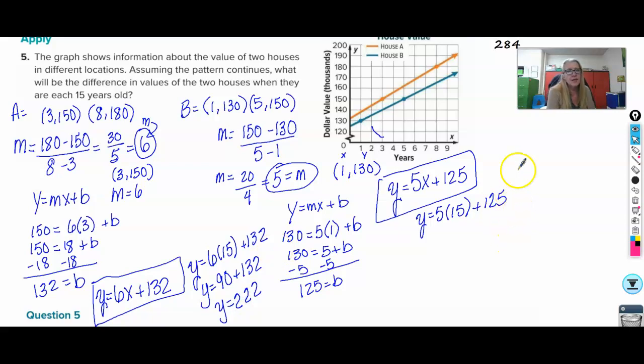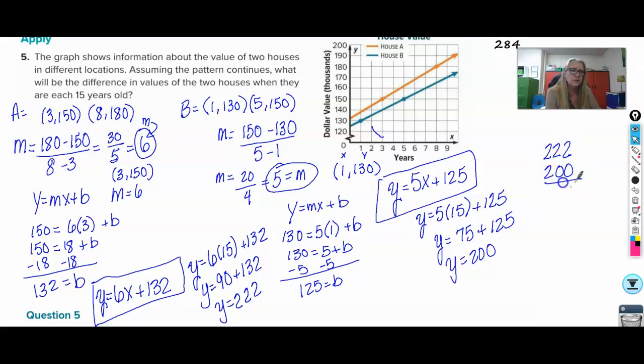And on this house, 5 times 15, that would be 75, plus 125. And that would mean this house will be worth $200,000. Okay, so what is the difference? Well, the one house is worth $222,000. The other house is worth $200,000. So the difference is 22,000.